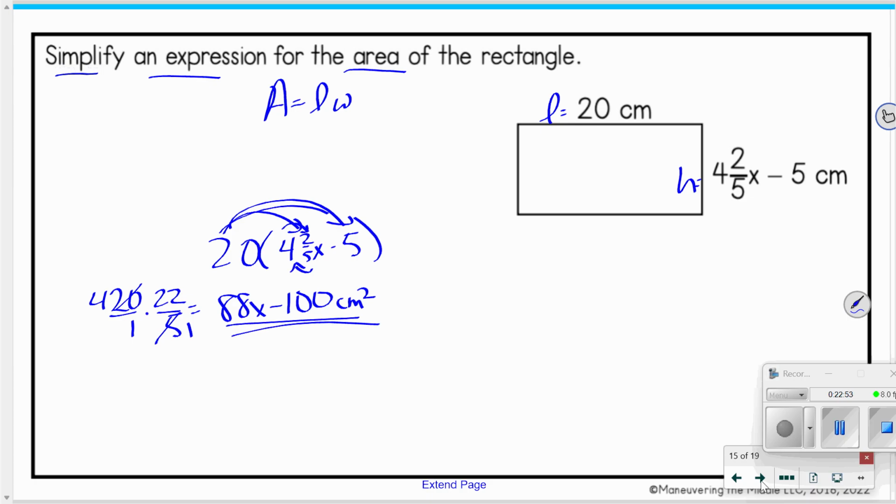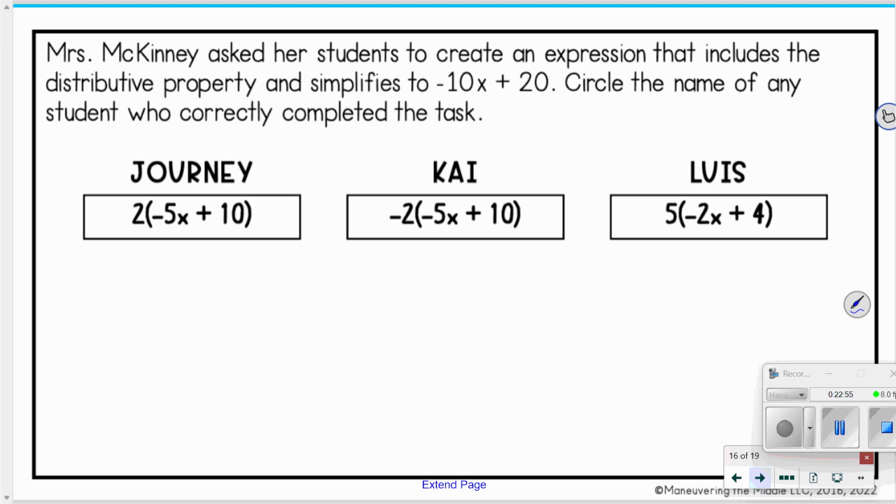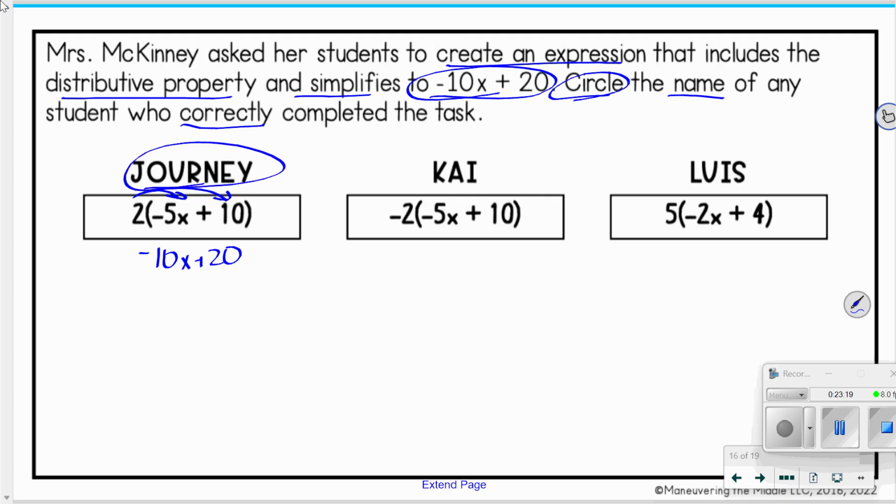Okay? Your last one, you had 3 of them that you had to check. So they're supposed to create an expression that includes the distributive property and simplifies to negative 10x plus 20. Circle the name of any student who correctly completed the task. So your first thing to do is just go ahead and show your work. Negative 10x plus 20. Is that what I was shooting for? Yes, so Journey did it right.